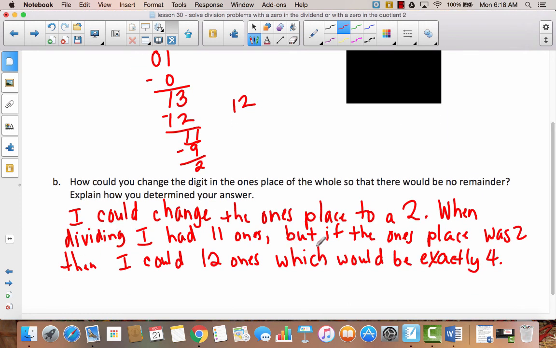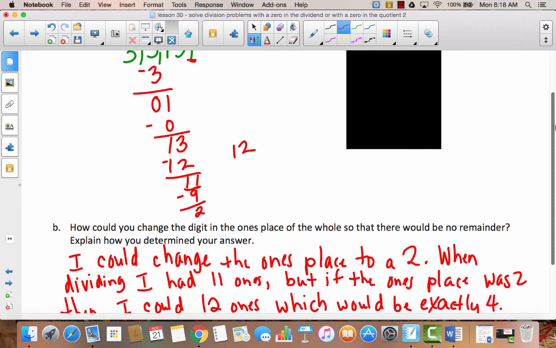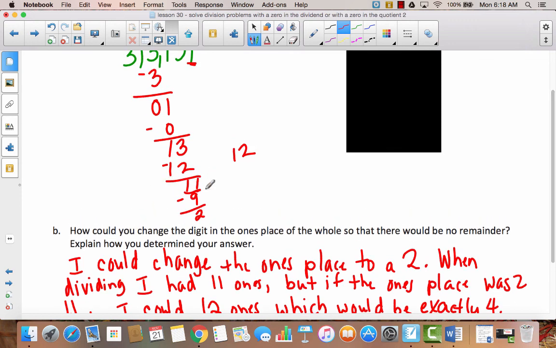If you answered this by yourself and yours didn't sound exactly like this, but you decided to change it to 2, you could have changed it to something besides a 2. What if you changed it to something else that was a multiple of 3? Like what if you changed it to 5? Then instead of 11, you would have had 15, and that still would have given you no remainder. You also could have changed it to 18, which would have given you no remainder. So any of those answers would have been correct.